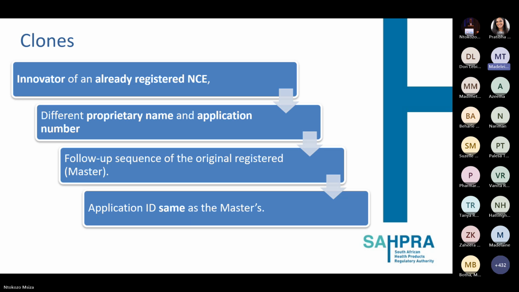A clone is an innovator, an already registered new chemical entity, and you want to add another clone to that specific product. It has a different proprietary name and application number. You will do the follow-up sequence of the original registered one, the same as the replica. So they have the same process, they just are named differently due to where they originate from. And then the application ID will still be the same as the master application.